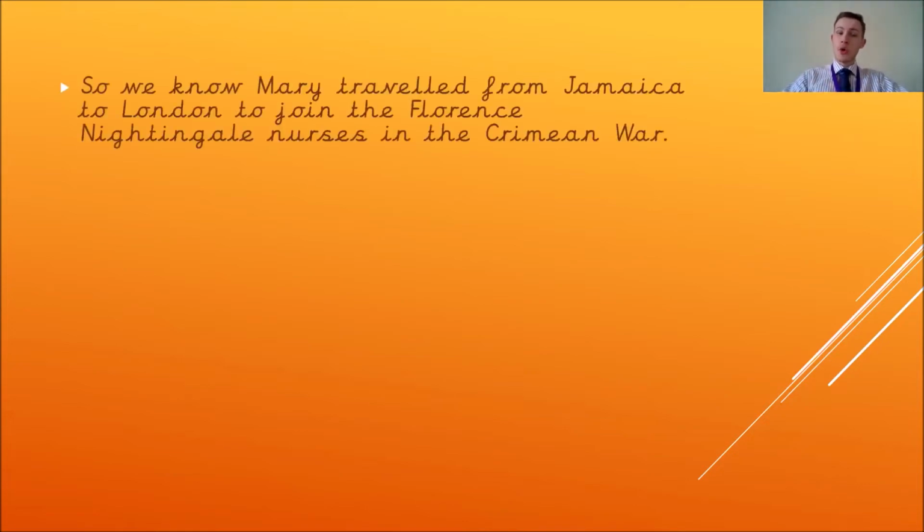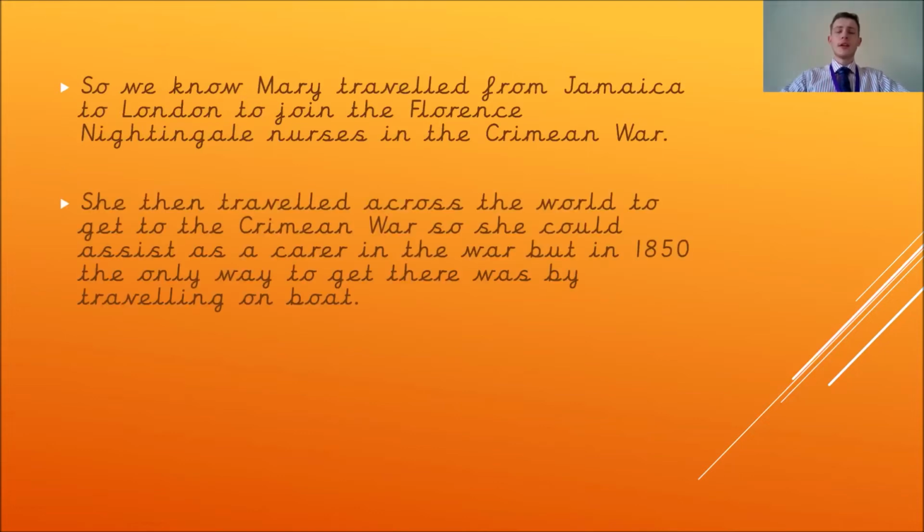However, we know that Mary was able to travel from Jamaica to London. She got that second boat. She bought a different ticket. It was her second journey to London. After she'd collected her resources for selling her trade, she went there again because she wanted to join the Nightingale nurses in the Crimean War. Unfortunately, this is again during the time period where black people weren't seen as good as white people, and we know that that's not correct.